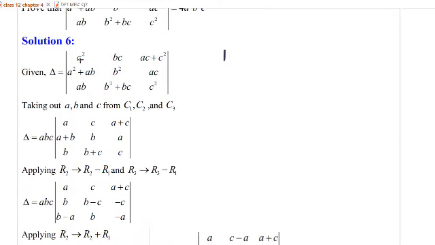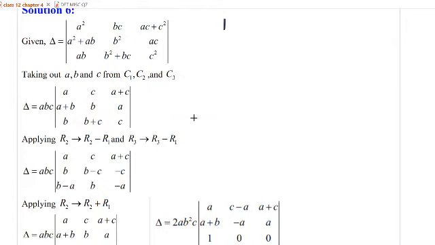A, the remaining terms I'm telling you, a plus b and b. And if I take b common, then b, b plus c. If I take c common, a plus c, a, c will be the remaining terms. a, b, c outside. Okay. Now once we get this determinant, what can we do?